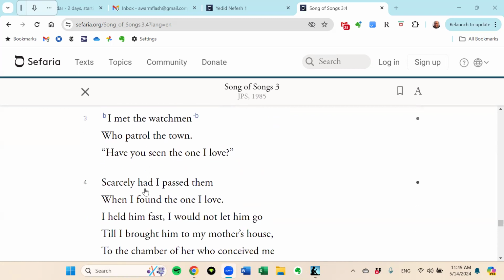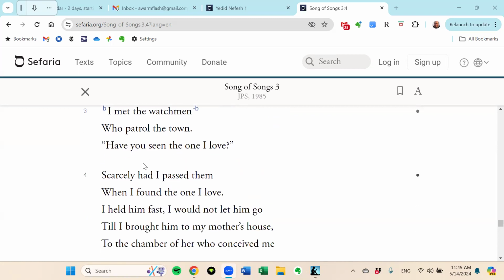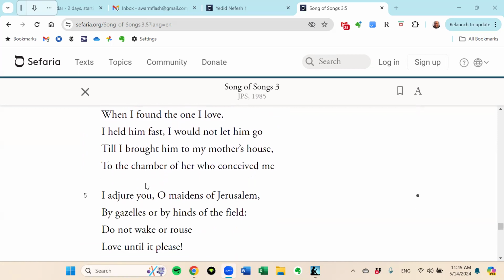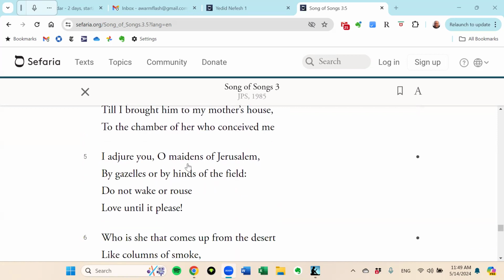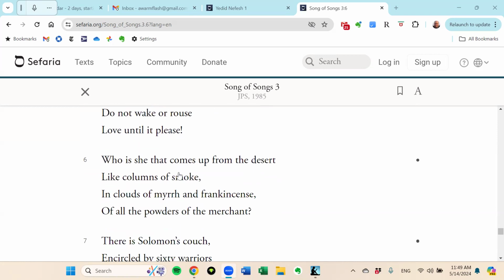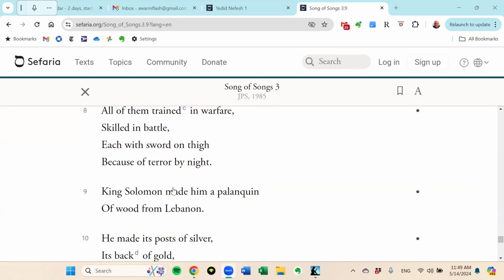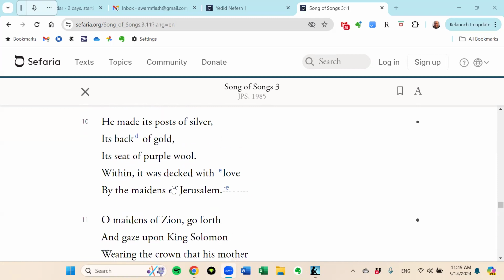"I met the watchmen who patrol the town. Have you seen him? Scarcely had I passed them, and I found the one I love. I held him fast, would not let him go. Brought him to my mother's house, to the chamber of her who conceived me." Now he's speaking. "Who is she that comes from the desert in clouds of myrrh and frankincense?" And let me just jump ahead.